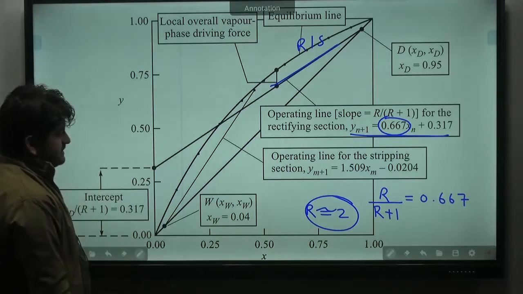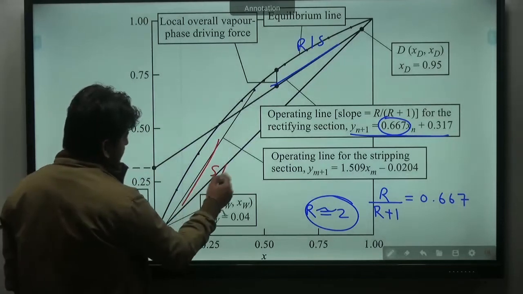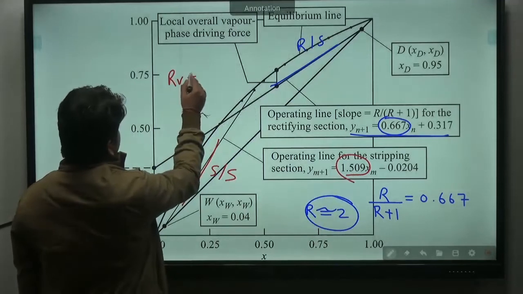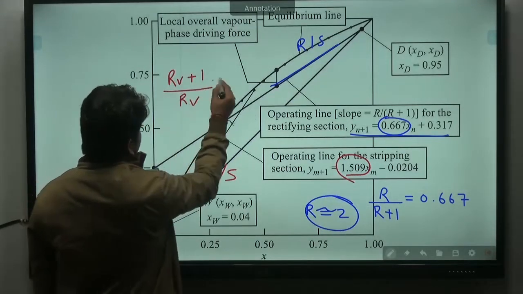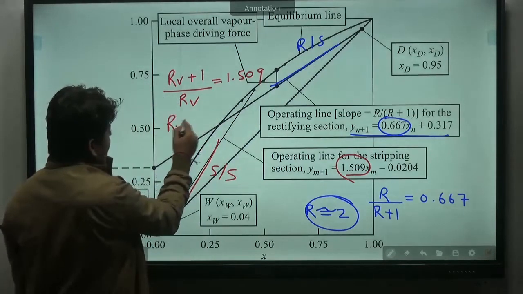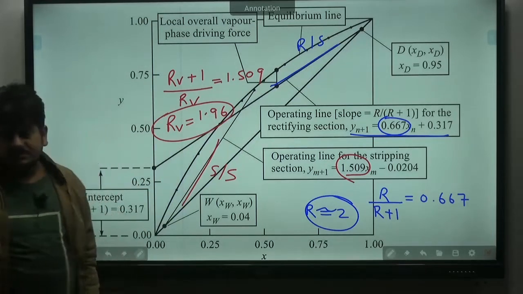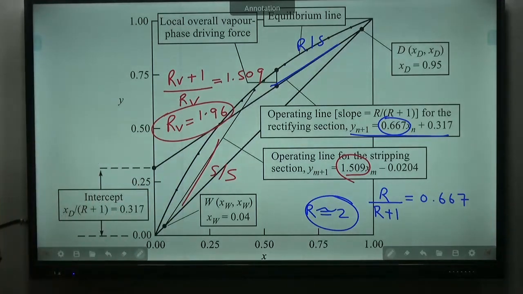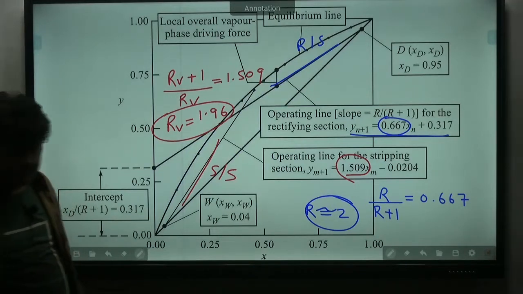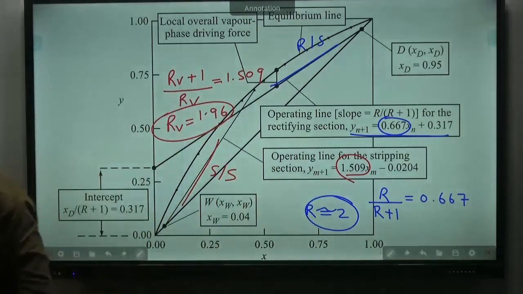Similarly for the stripping section, guys, this is the operating line. This is the equation. You know that the slope is (RV plus 1) over RV, that is equal to 1.509. So on solving this you will get RV equal to 1.96. I hope this is clear to all of you. So this is something about the rectifying and stripping sections.